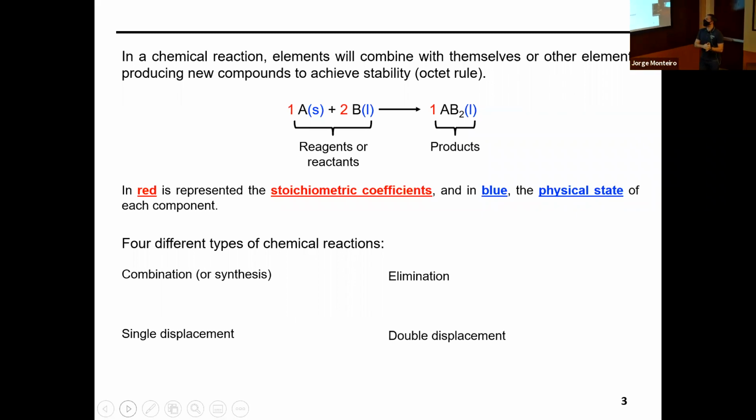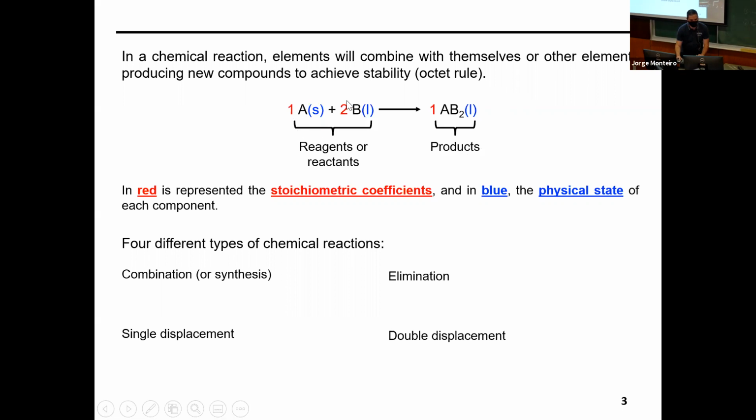In a chemical reaction, elements will combine with themselves or other elements, producing new compounds to achieve stability. Okay? So everything in a chemical reaction, the driving force will be stability. Systems will react to achieve higher stability. Everything before the arrow in a chemical reaction is labeled reagents or reactants. Everything after the arrow is going to be labeled products.